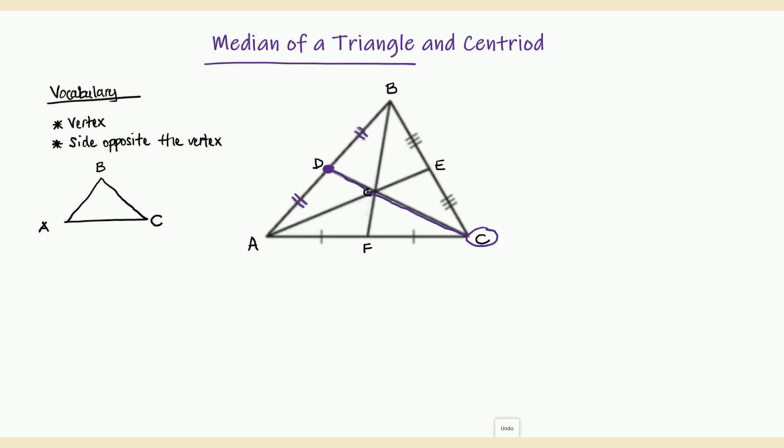Now, if you think about the question, how many medians are in a triangle? Well, you have 3 vertices and you have 3 sides. So that means you have 3 medians. I'm going to highlight that in red. So DC is 1 median, BF is another median, and finally AE is your 3rd median. Now, you might have guessed by now that this point is going to be special, and that is in fact the centroid. It is where all your medians meet.